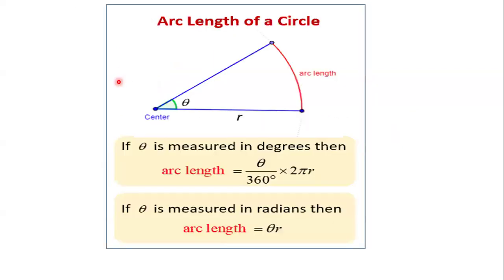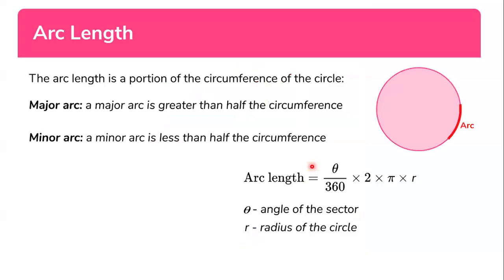Now, in order to do this, we're going to use the arc length formula, and the arc length formula is theta over 360 multiplied by 2 pi r. And so that's what we're going to use for this question. Well, the formula is arc length is equal to theta divided by 360 multiplied by 2 pi r.